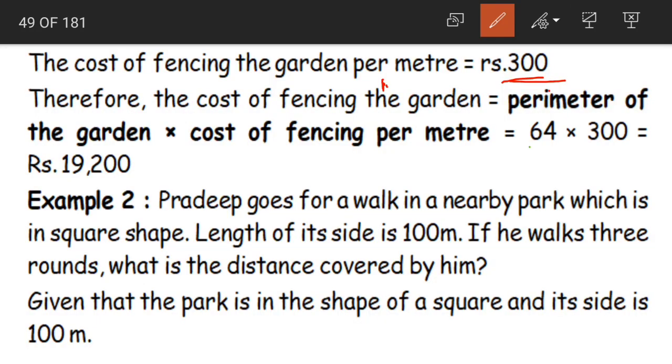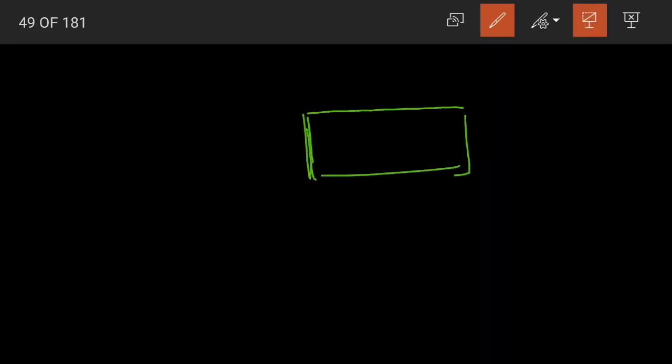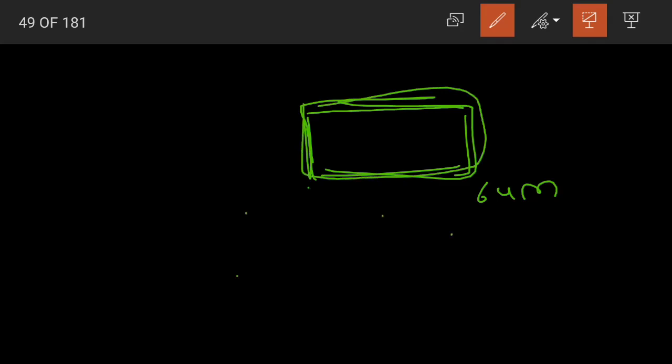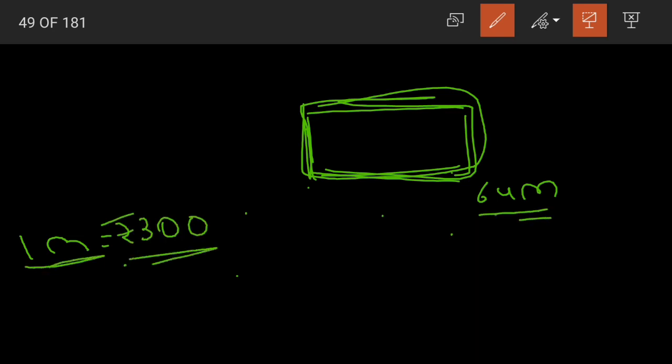So the perimeter is how much? The perimeter is 64 meters. That means this boundary is 64 meters and we have to do the fencing around this boundary. For 1 meter the cost is 300 rupees. Here we have 64 meters, and the fencing has to be done for 64 meters. So the cost of fencing around 64 meters is equal to how much, children?